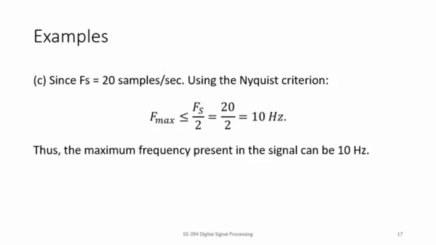The third question which was asked was that if Fs is 20 samples per second, what can be the maximum frequency that can be sampled through the system? And we know the Nyquist criteria, as F max has to be less than or equal to Fs by 2. So 20 by 2 is 10 hertz. So it is easy to note that the maximum frequency present in the signal can be 10 hertz, up to 10 hertz.